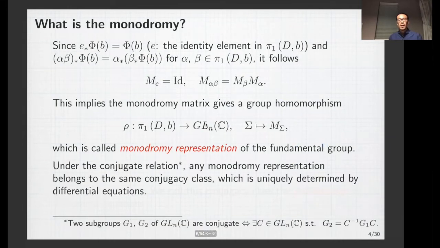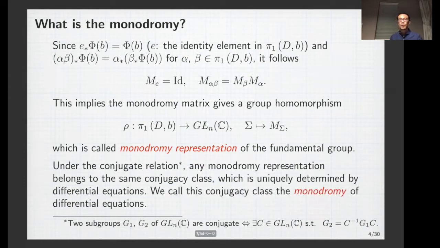Under the conjugate relation, which is defined by this relation, any monodromy representation belongs to the same conjugacy class, which is uniquely determined by the differential equations. Then we call this conjugacy class the monodromy of the differential equations. So the important point is that if we have an explicit formulation of the monodromy matrix, we have the monodromy of the differential equation.